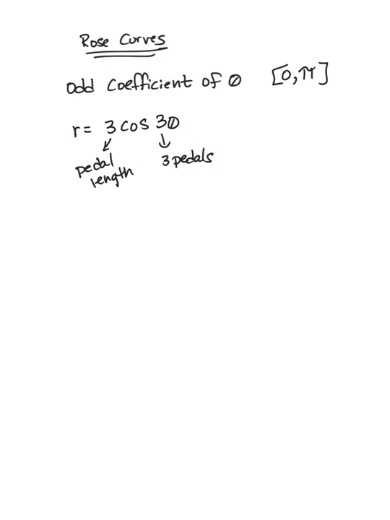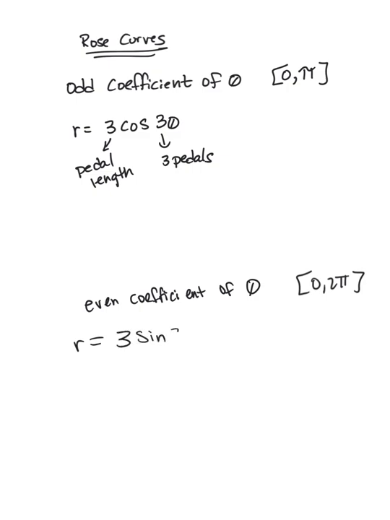If we're talking about an even coefficient of theta, you're going to be graphing this from 0 to 2 pi. Now, let's say you had r equals 3 times sine 2 theta.